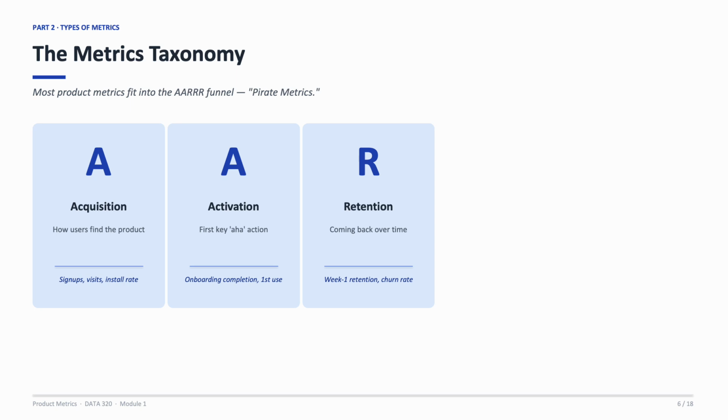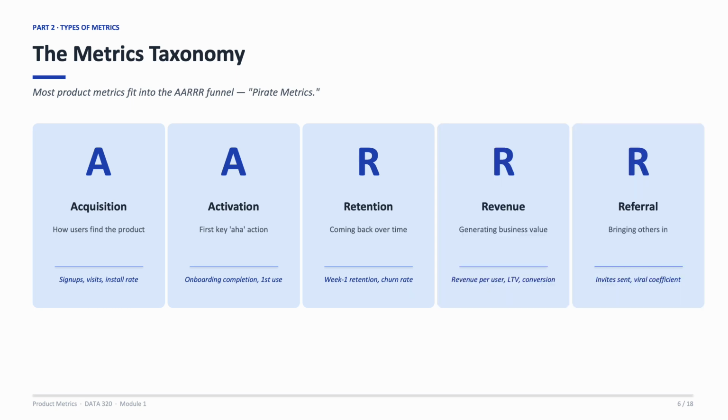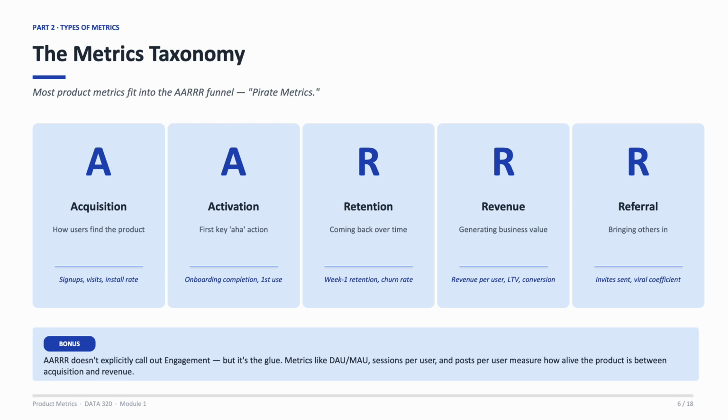Then you retain them, and they come back, and you generate revenue. And ideally, they refer others, bringing more people in. Almost every product metric you encounter fits in one of these 5 buckets. The bonus note at the bottom is important. Engagement isn't formally in AARRR, but I treat it as a clue.